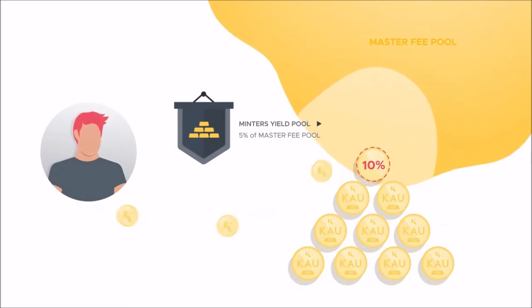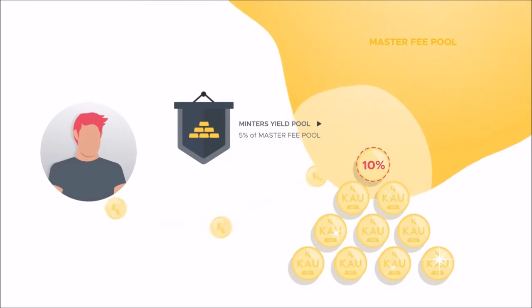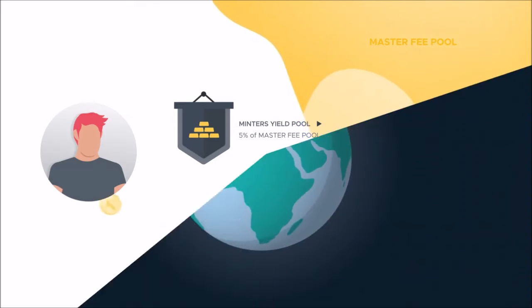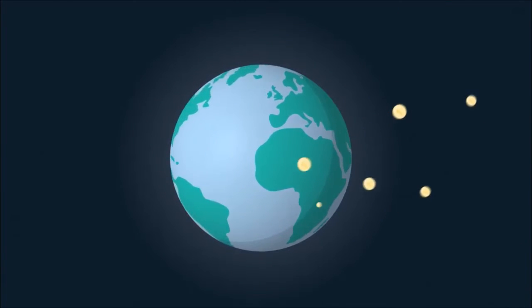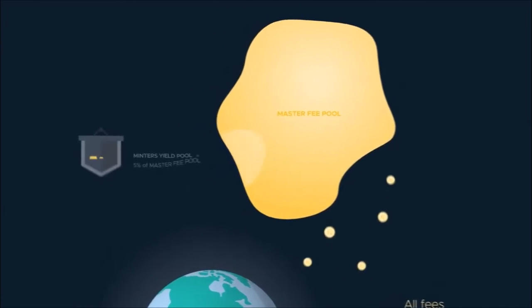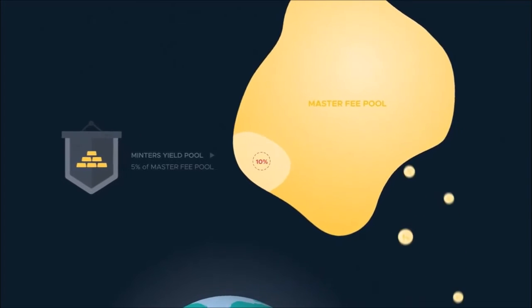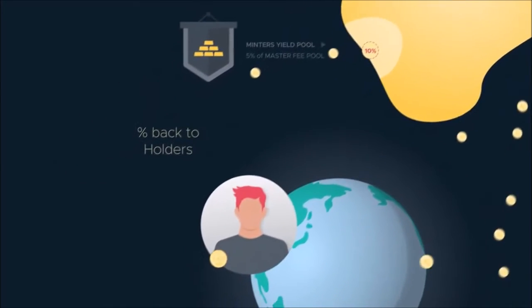That's because minting yields are proportionate to how much metal the user has minted against the total metal that exists in the system. So, to recap, 5% of all the transaction fees from the master pool go towards the minter's pool, and John is entitled to 10% of that, as he owns 10% of the total metal in the system.